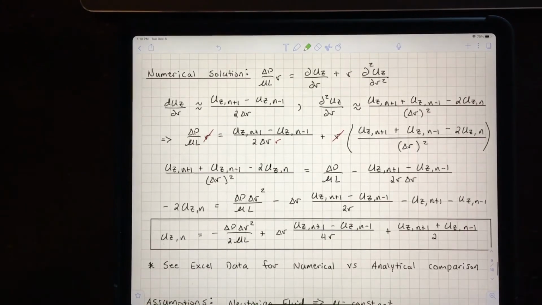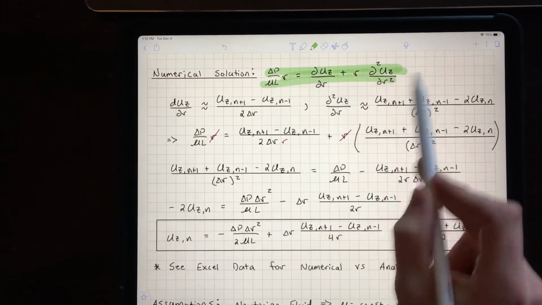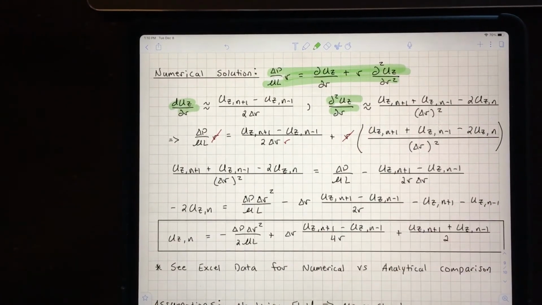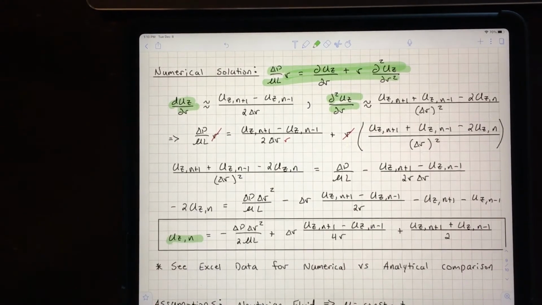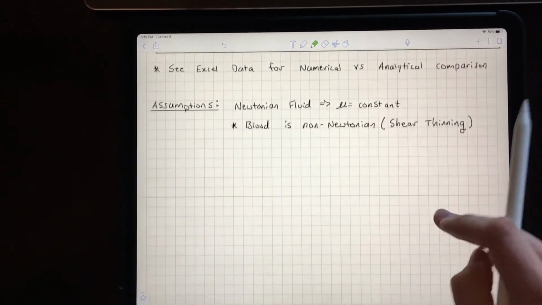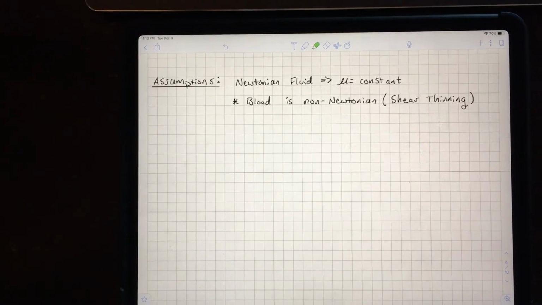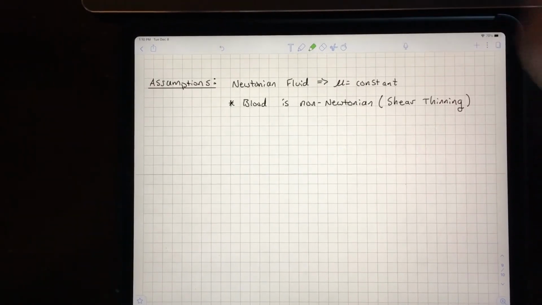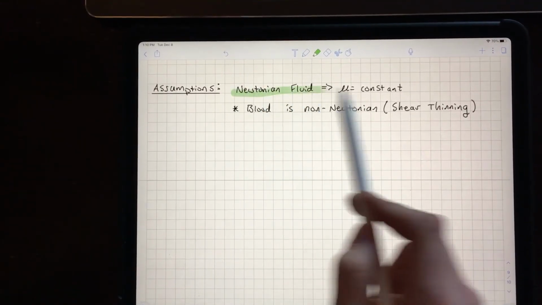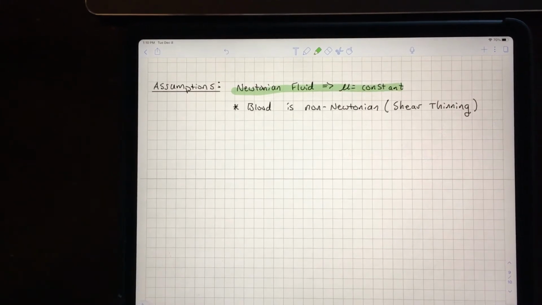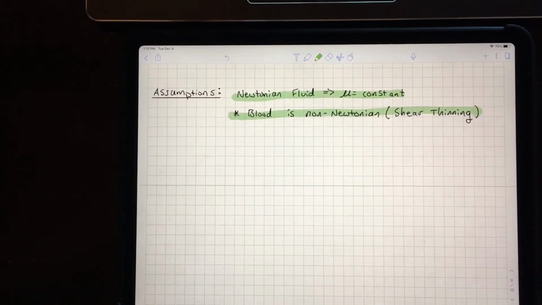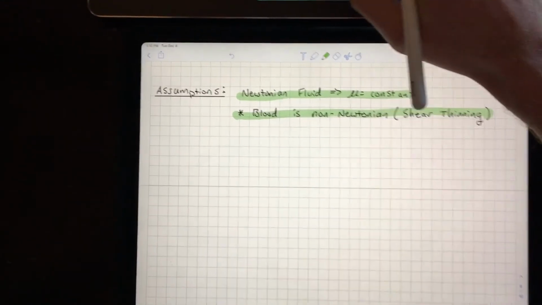We can also apply the chain rule to get this equation, and then apply finite differencing to replace the derivatives and get this equation about a node, and I will show the Excel data sheet at the end of the video. The big assumption here that is not good for this problem is that blood acts like a Newtonian fluid, so that viscosity is constant, and in fact it is a non-Newtonian fluid and exhibits shear thinning behavior.